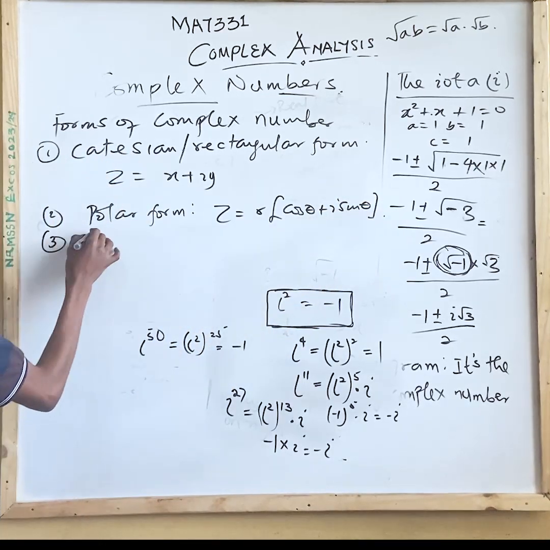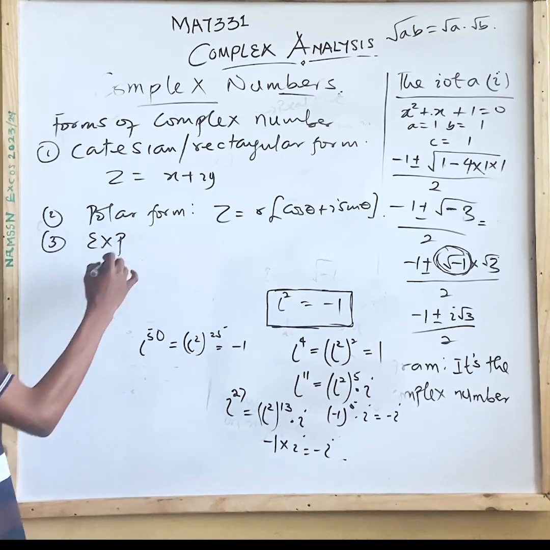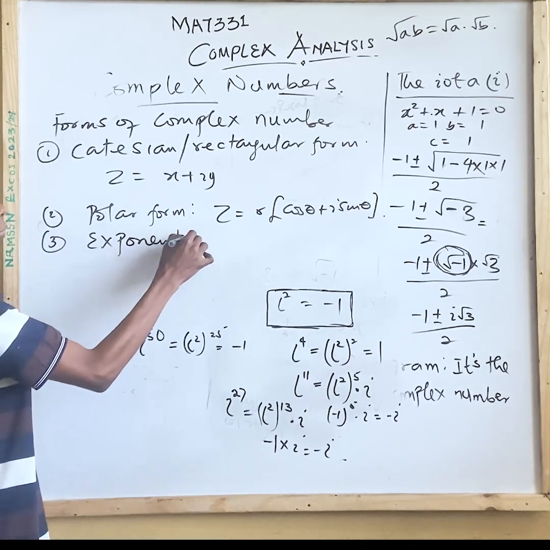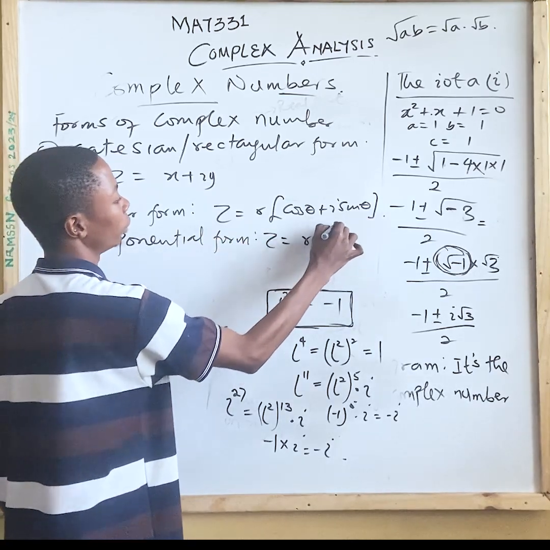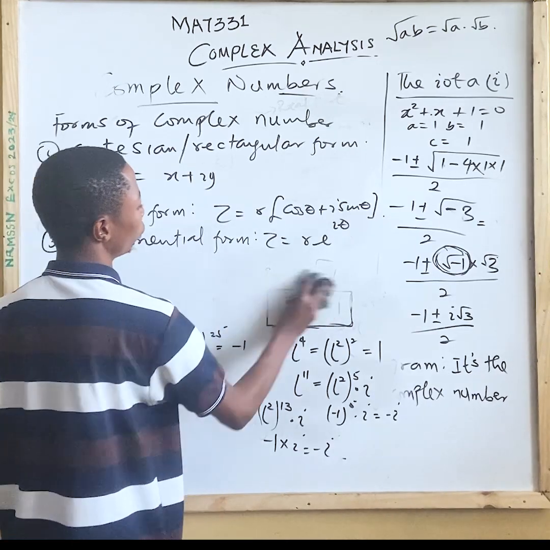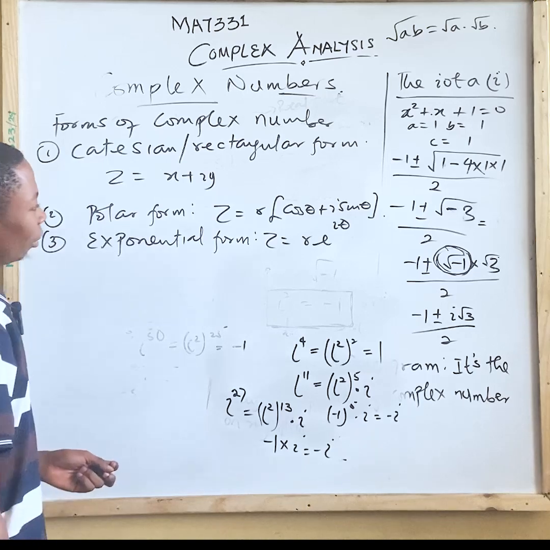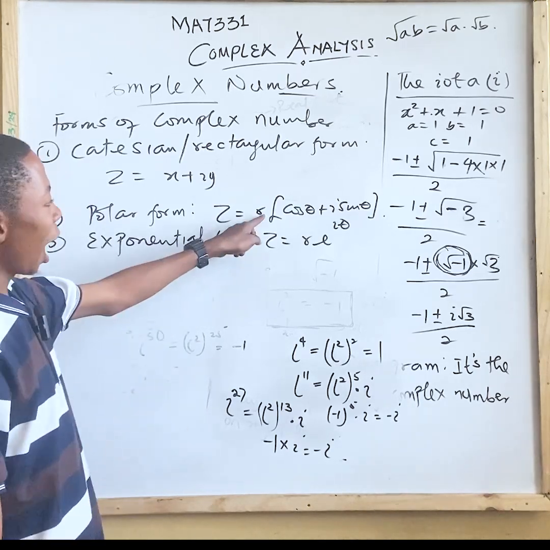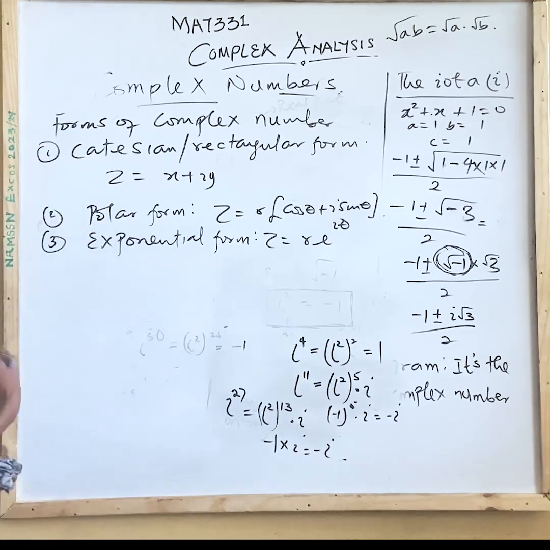And we also have the exponential form. The exponential form is z equals r e raised to power I theta. You observe that I've introduced another set of parameters, r and theta. So what is r and what is theta?